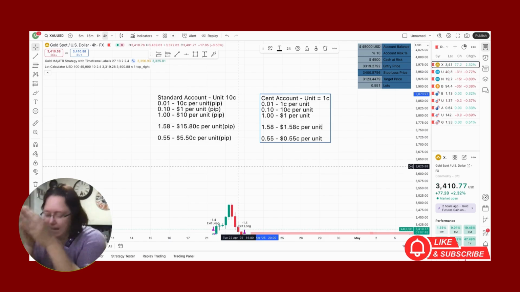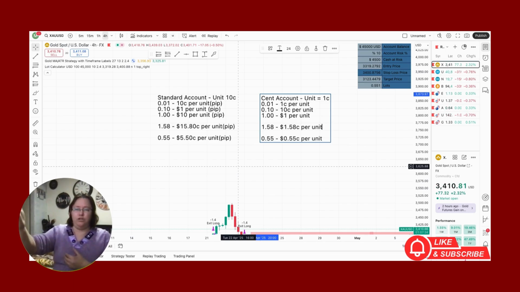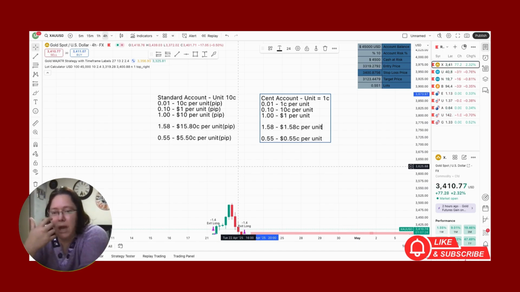I do not begin to understand how people take trades without a lot size calculator. Because how do you even determine how much money you're going to risk? But you see, it's because we are focused on the profit. Okay, I want to make $10 on this trade. Not saying, I want to make $10 on this trade, but I need to risk $5, or I need to risk $10 to make $10. Is that a good strategy? Maybe if your win rate is really high.